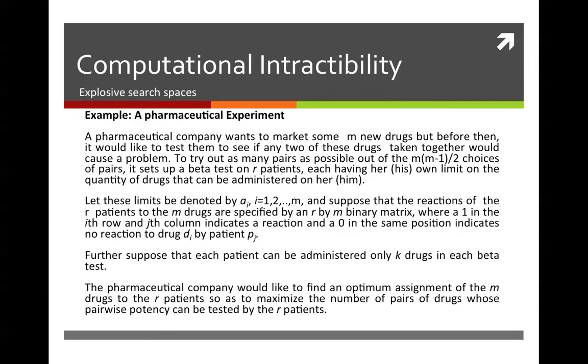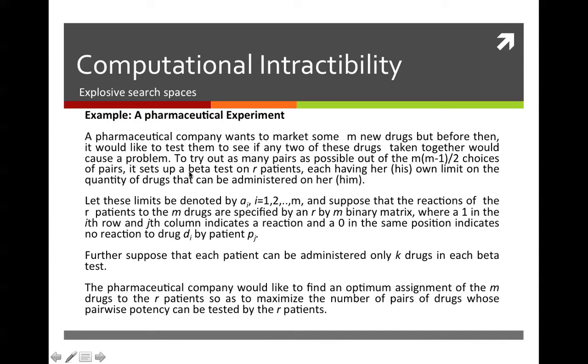Now we talked about this computational intractability in class on, I guess, Wednesday. And then on Monday we had begun to talk about it, but Wednesday we kind of concluded it. So the example was that we had a pharmaceutical company that wants to market some new drugs, but before that could happen, that company would like to test to see if any two of these drugs taken together would cause a problem on patients.